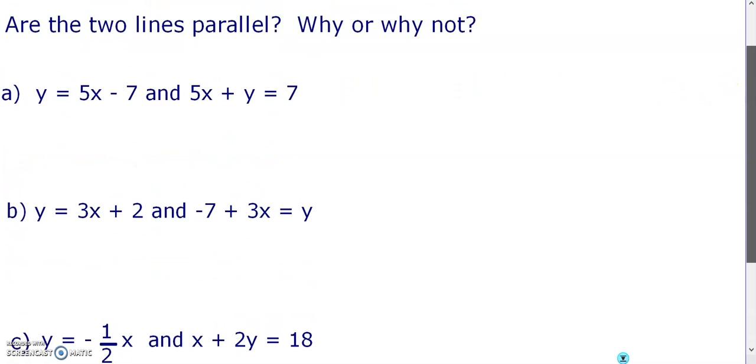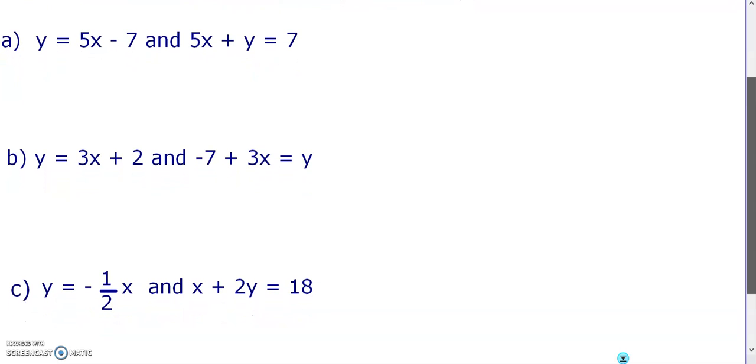So let's take a look. Are the 2 lines parallel? Why or why not? So first you want to make sure all the lines are in slope-intercept form. So I'm going to go ahead and fix this one. Are those parallel? So I have a slope of 5 and I have a slope of negative 5. Nope, not parallel because they don't have the same slope.